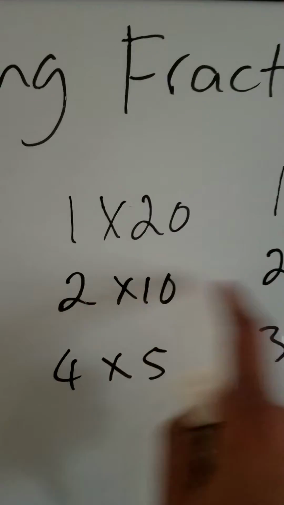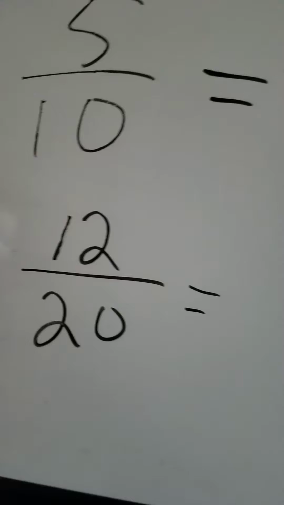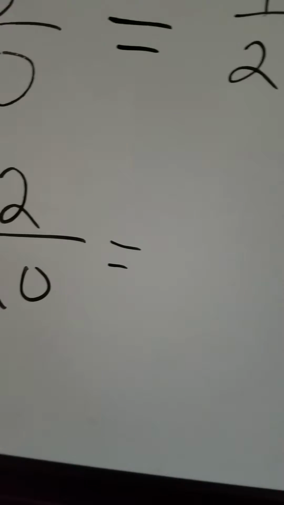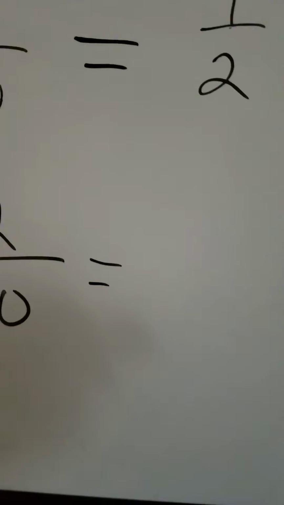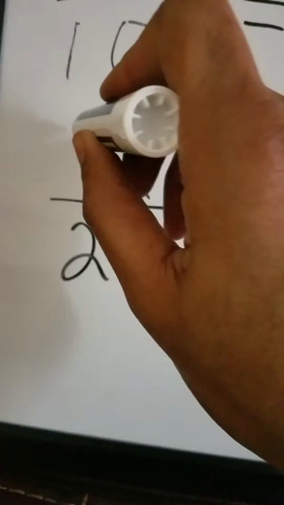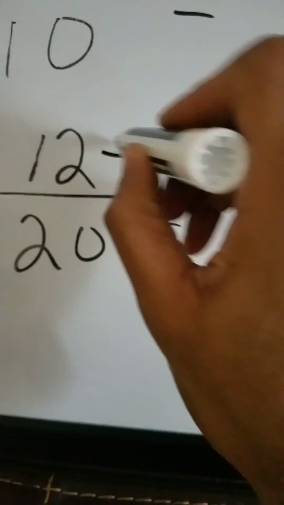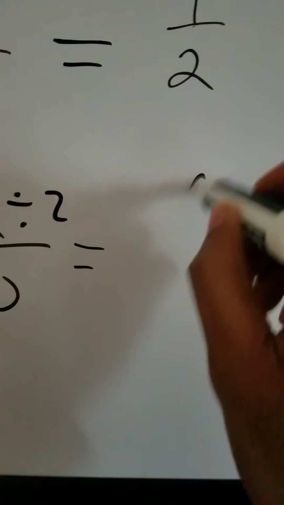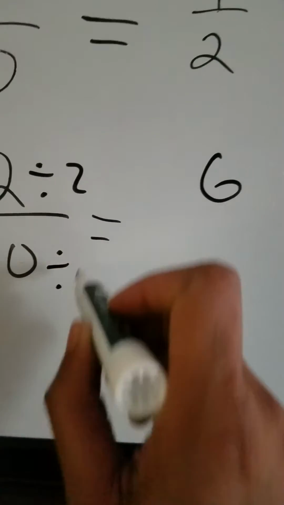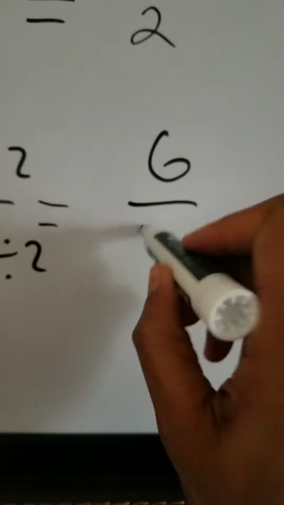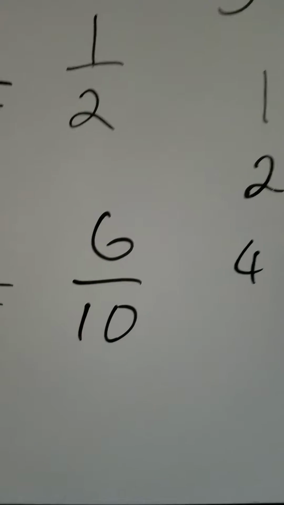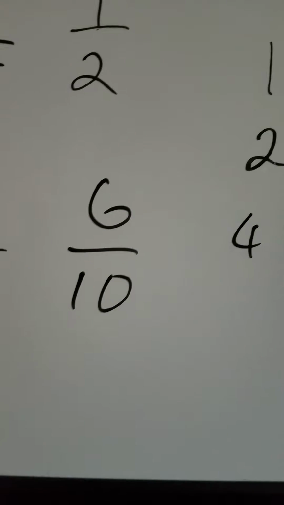And so we know that there is a 2 inside of 12 and a 2 inside of 20. And we could go ahead and divide 12 by 2, and we would get 6. And we could also divide 20 by 2, and we would get 10. But the question is, is this in its lowest terms?